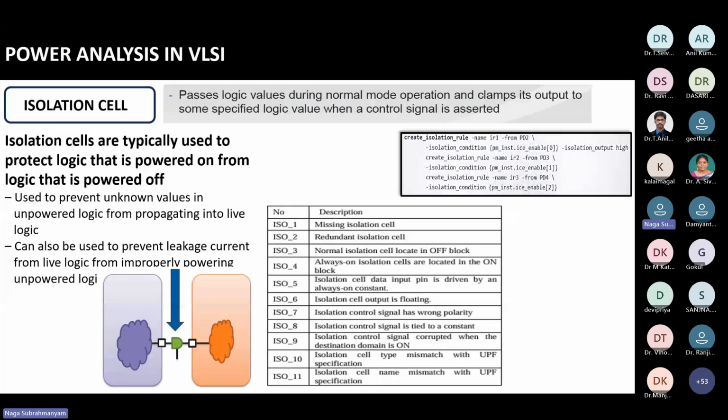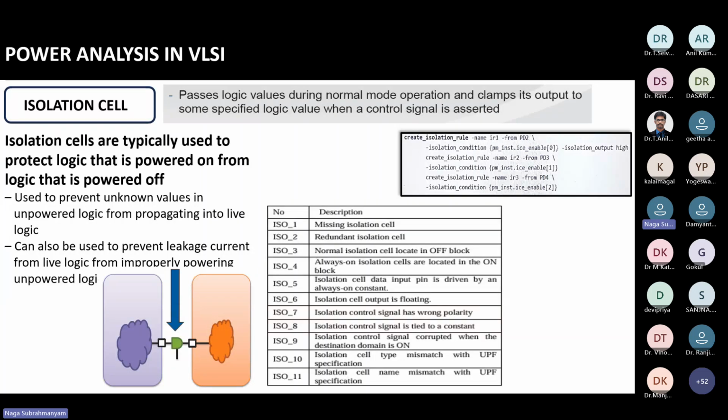So the statement is: isolation cells are typically used to protect logic that is powered on from the logic that is powered off. That's what I'm telling. Whatever signal is coming out of this block to another block, suppose the signal is coming, but this block is not in active mode. This block's power is already switched off. Whatever signal is going from here to here, anyway the block is not on, so it won't provide the value. So the isolation cell will put a default value on that signal, and that signal will go to this block, this orange color block.